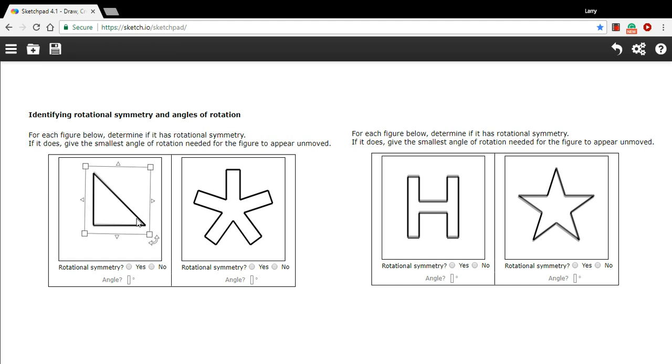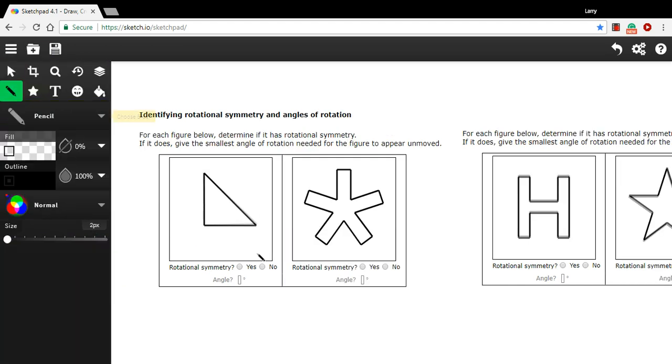So take this triangle here. We can spin this around 360 degrees all the way around, and it's back to where it started. That's not rotational symmetry. But if I could turn this 90 or 120 or some other number of degrees and have it look the same, then it would have rotational symmetry. And I'm spinning this all the way through here, and it doesn't look like it has rotational symmetry anywhere. Only when I get back to 360 does it look the same. So I think this one does not have rotational symmetry. So we'll just check no here.